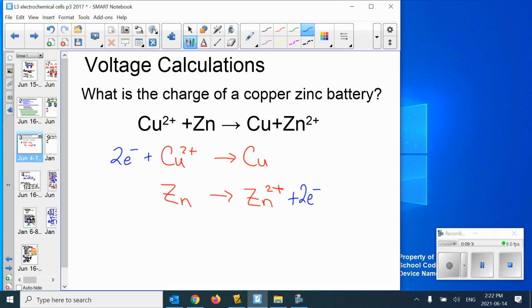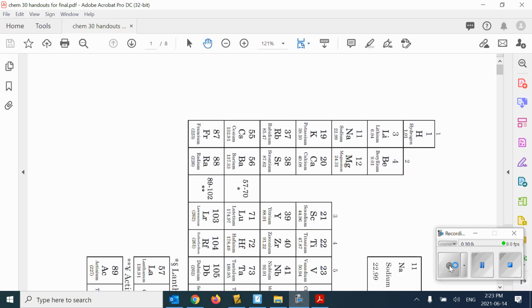On your periodic table of elements handouts, in the middle, you will find a sheet that says standard electrode potentials for half reactions. Pick that up right now. I'll pause the video while you locate it on your handout set.